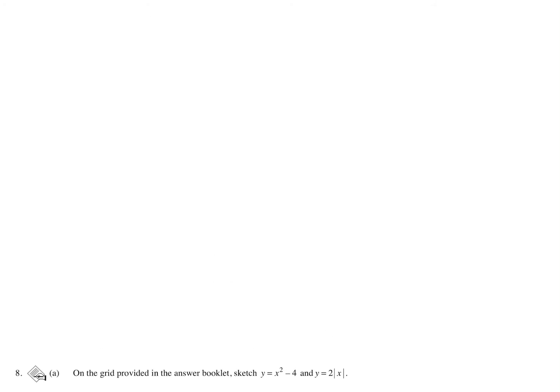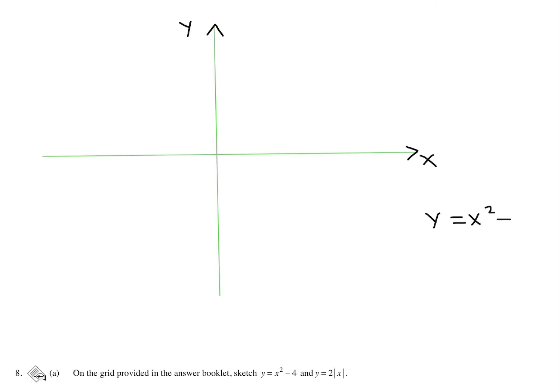All right, so let's draw a little graph here. We've got an x-axis and y-axis like that. Let's label this x and y. And then the first one, y is equal to x squared minus 4. When x is 0, y is negative 4. So it'll be right there. That's most likely the vertex of that parabola.